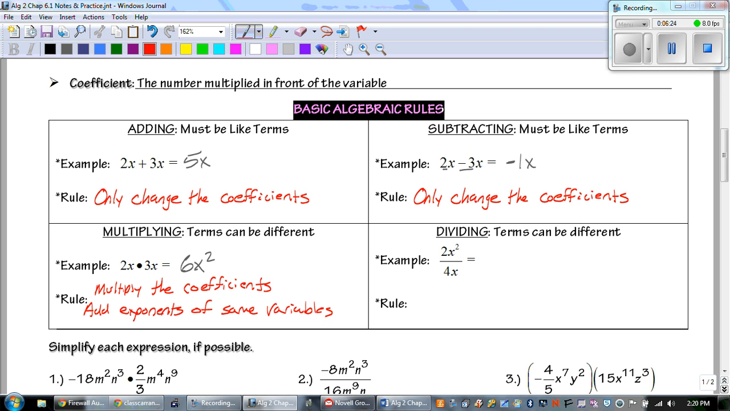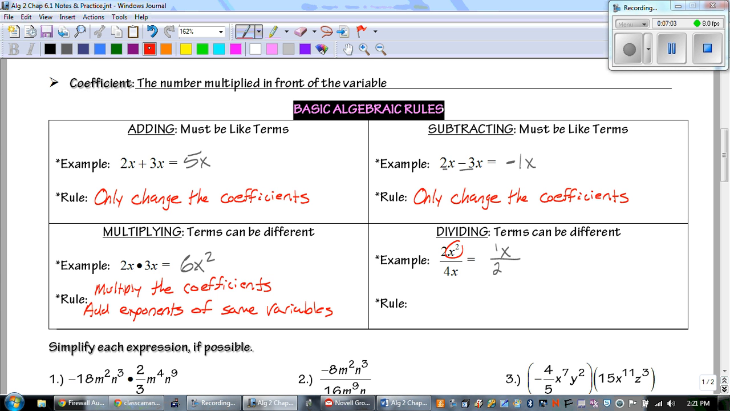And then dividing, the last basic rule that we're going to go through. We have 2x squared divided by 4x. Once again, the first thing we look at is the coefficients. What's 2 divided by 4? You're like, it's 2. No. We reduce the fraction. If there's the bigger number on the denominator, the denominator is going to stay bigger. And then who wins with the x's, the top or the bottom? The top, and the top wins by 1. So we get 1x divided by 2.